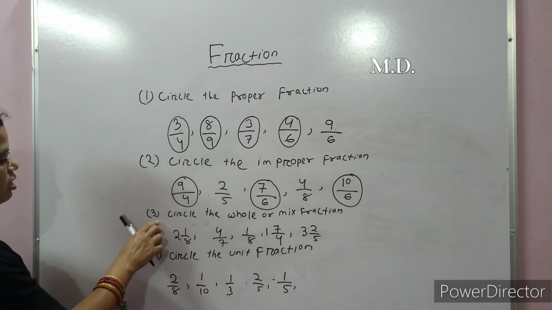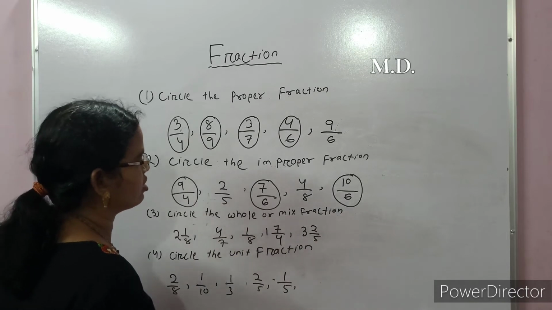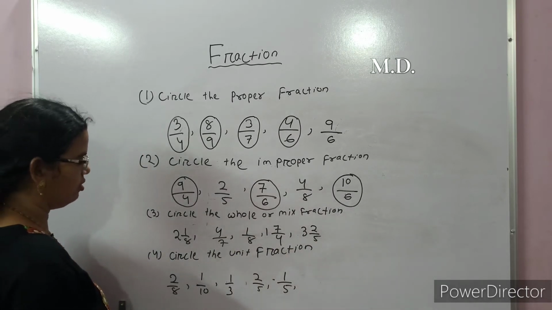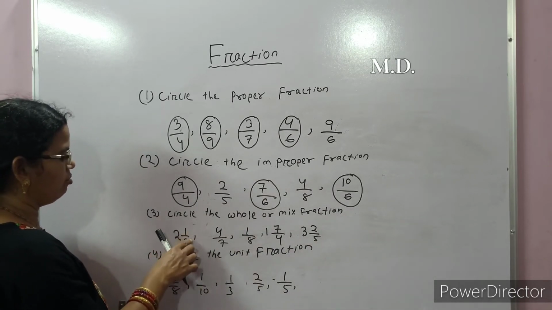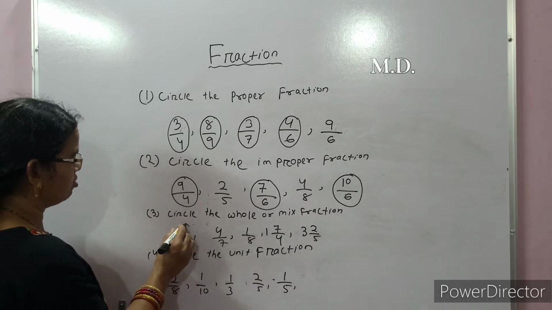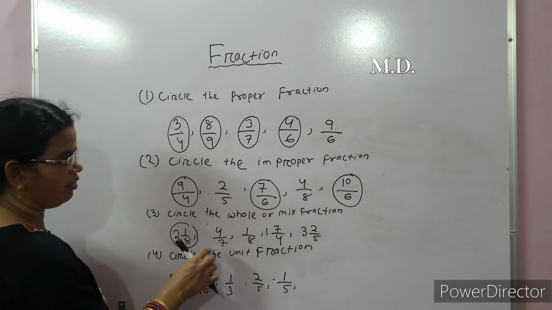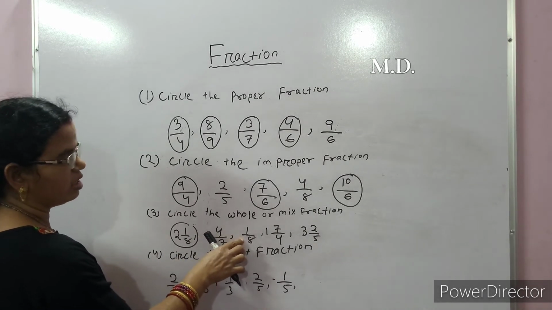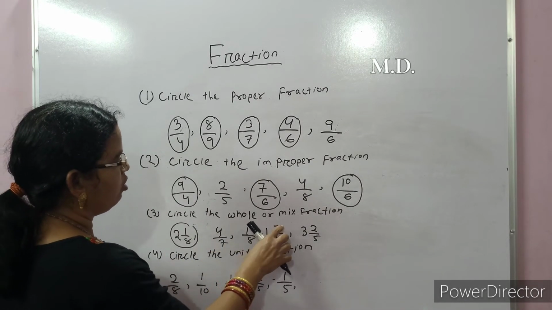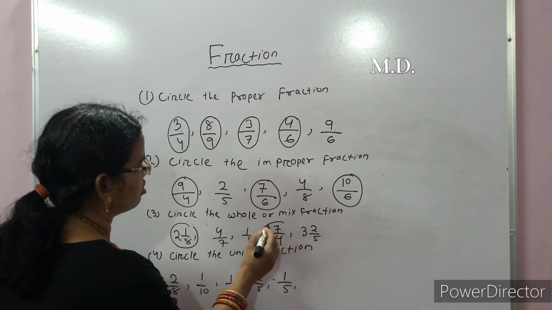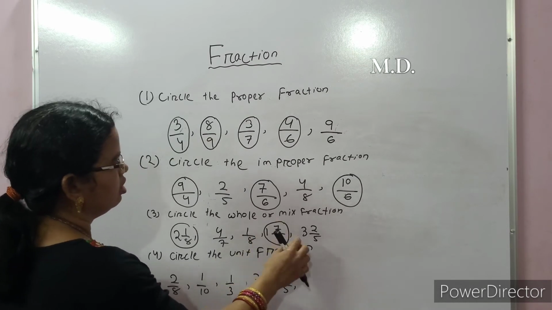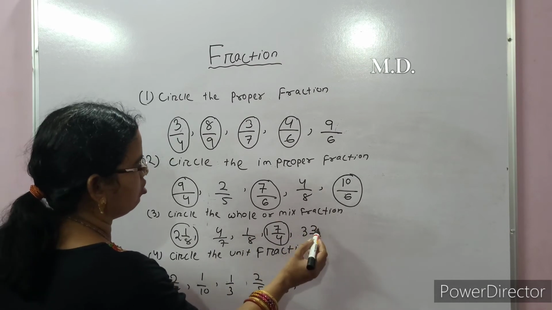Then circle the whole or mixed fraction. 2 whole 1 by 8. This is the whole fraction. 4 by 7, proper fraction. 1 by 8, unit fraction. 1 whole 7 by 4. This is the whole fraction. 3 whole 2 by 5. This is the whole fraction.